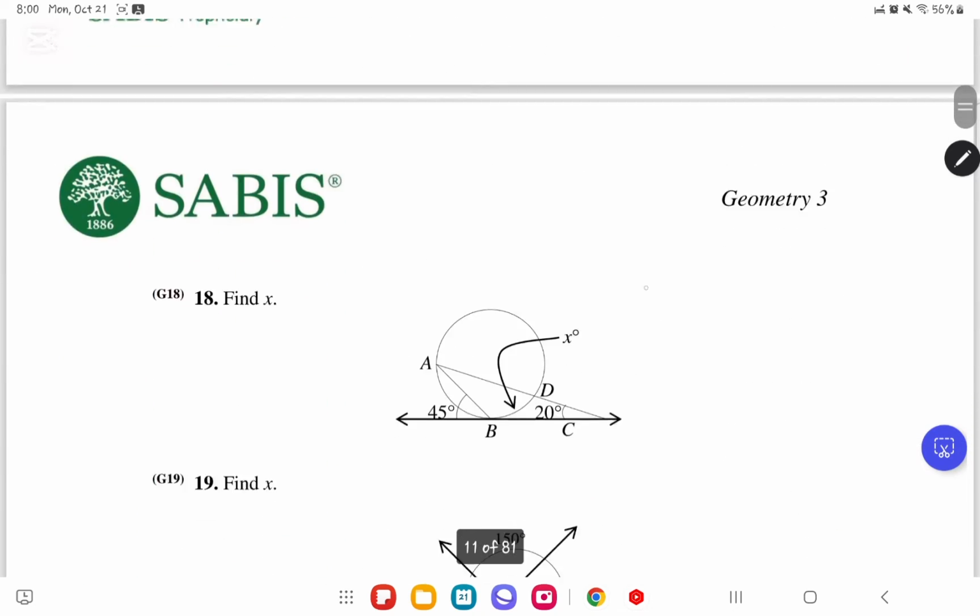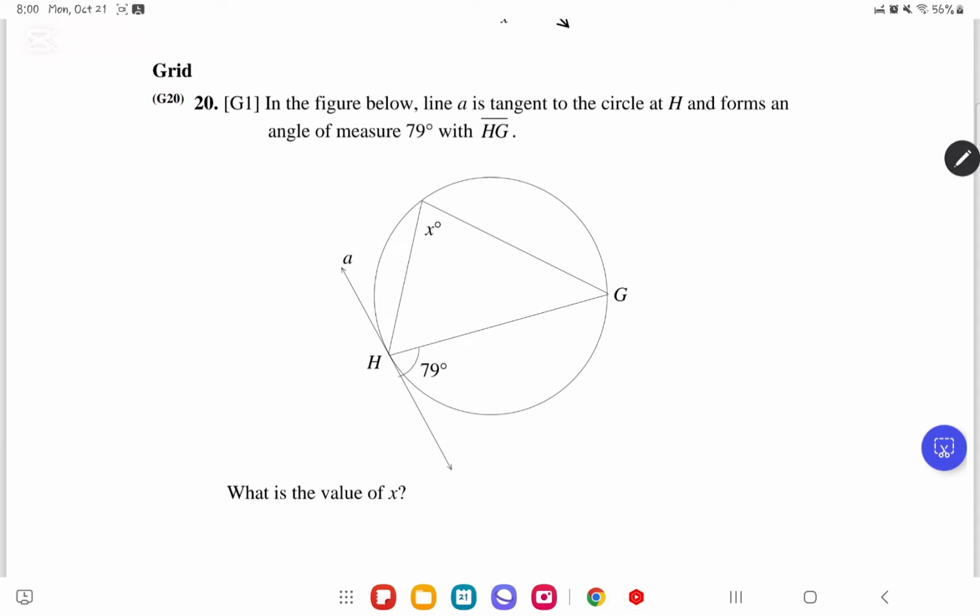Now we have grid number 20, I believe. Here we go. So now, in the figure below, line A is tangent to the circle at H and forms an angle of measure 79 degrees with HG. By looking at this, you will notice that this arc in blue, HG, is intercepted by this angle over here. So that means the measure of this arc is going to be 79 times 2.